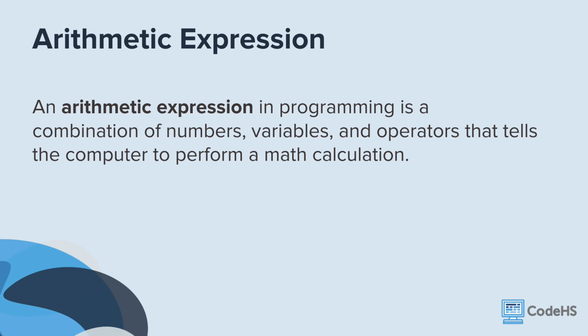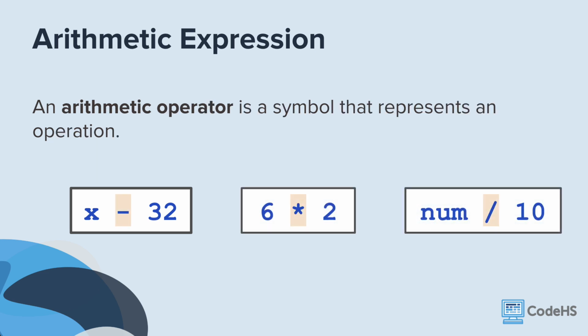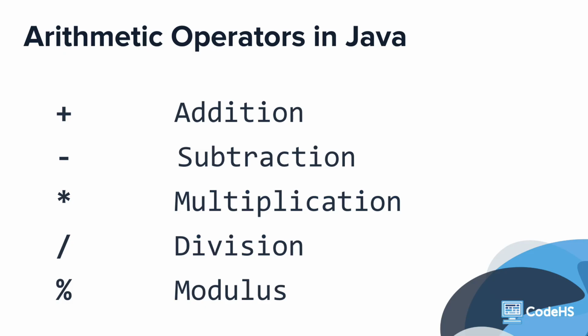Some example arithmetic expressions are x minus 32, 6 times 2, and num divided by 10. An arithmetic operator is a symbol that represents an operation. Here's a list of all the arithmetic operators in Java. Just like in regular mathematics, Java relies on many of the same operators to perform mathematical expressions.